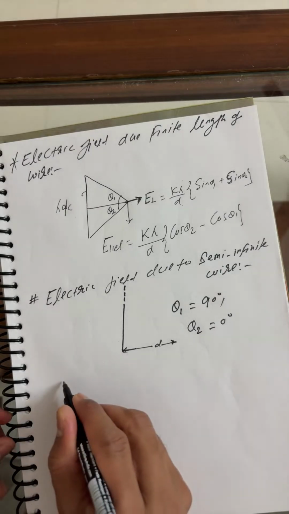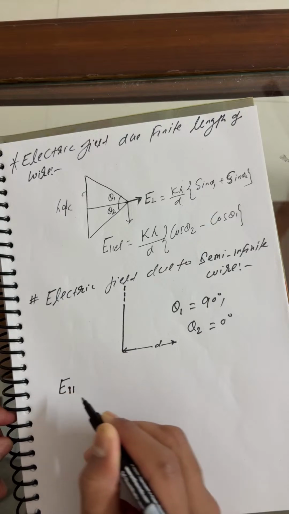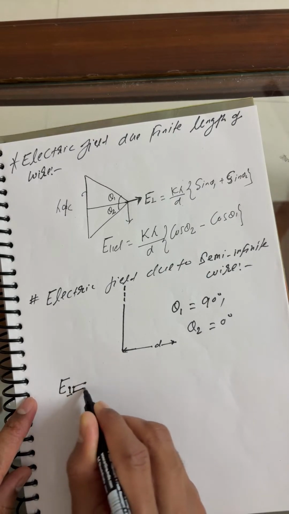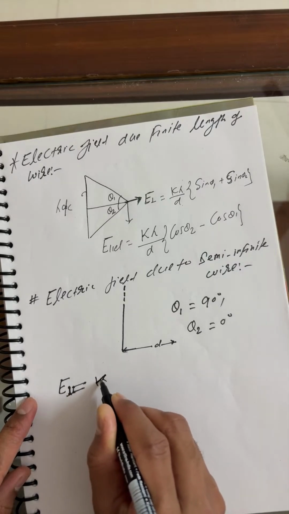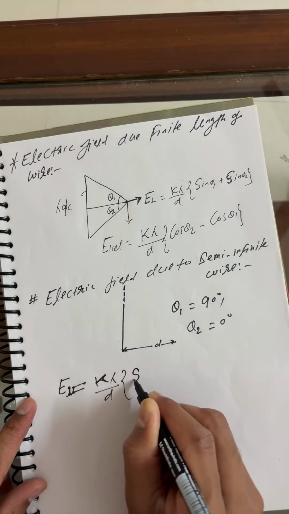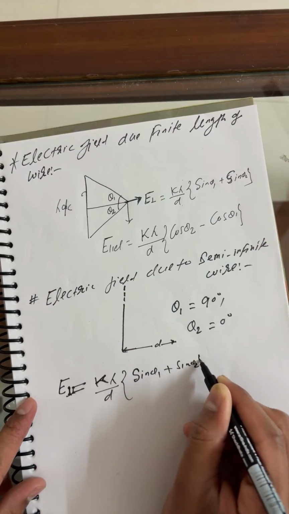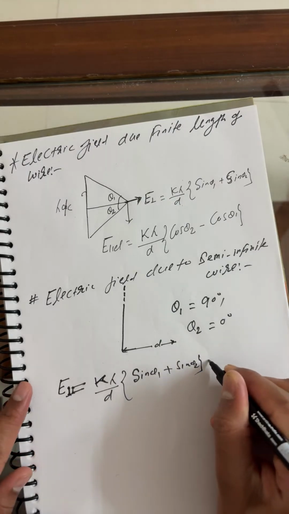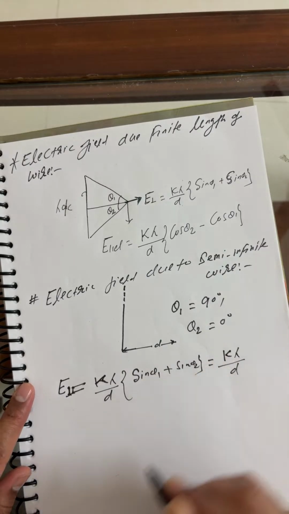So now I'm going to find E parallel, but first I'll find E perpendicular. The formula remains the same: K lambda by D times (sine theta 1 plus sine theta 2). You know sine 0 is 0, so you will get E perpendicular equal to K lambda by D.